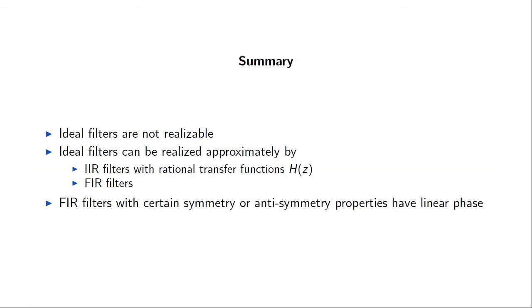So to summarize this first video on filter design. What we've seen so far is that ideal filters are not realizable, but we can approximate them using realizable structures such as the IIR filters that can be implemented using a circuit containing a feedback structure. Or we could approximate ideal filters using FIR filters that can be implemented either using a circuit or using methods like overlap save and overlap add that rely on the FFT algorithm for efficient computation. We've also seen that FIR filters that satisfy certain symmetry or antisymmetry properties will be guaranteed to have linear phase.